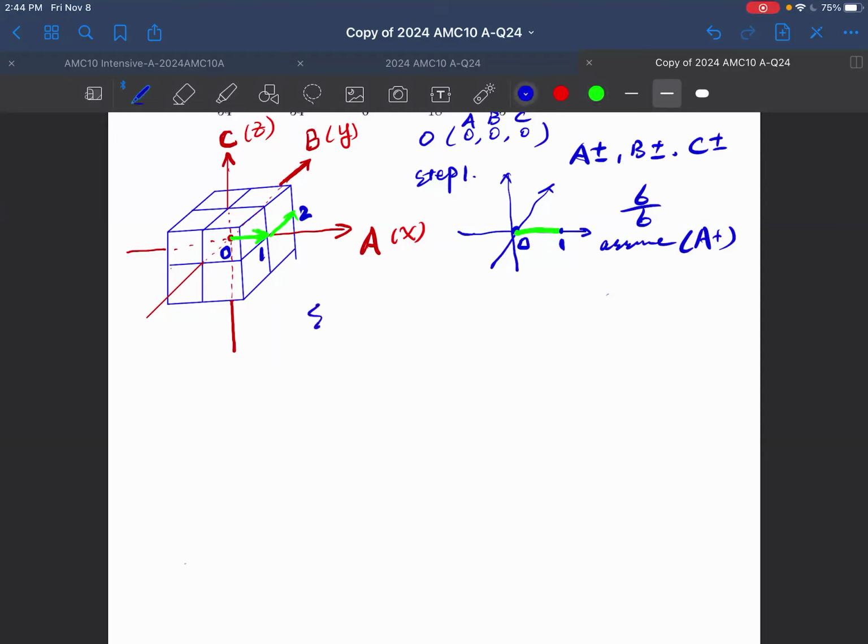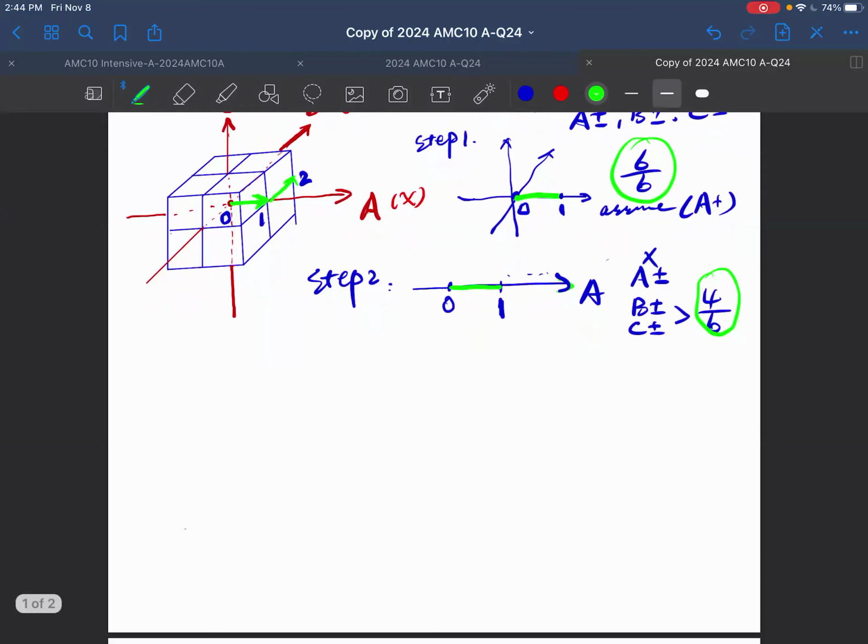So step 2. From this point, you cannot move on A anymore, right? Because if you keep moving on A, if A plus, you will be out. If you keep moving on here, you will be out. Or if you move back, you don't want to move back. So basically, you cannot do A plus or minus, but you can do B plus minus and C plus minus. So that gives you 4/6. Let's circle all those probabilities for the first and the second step.